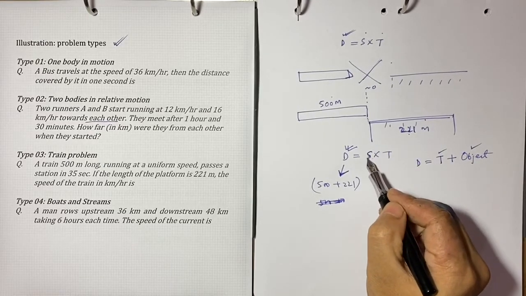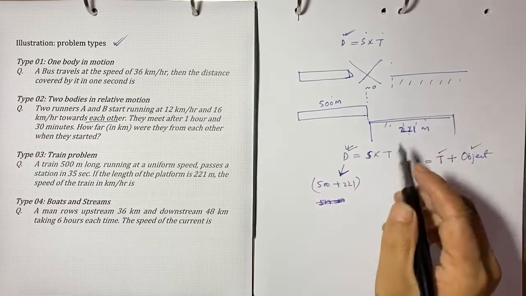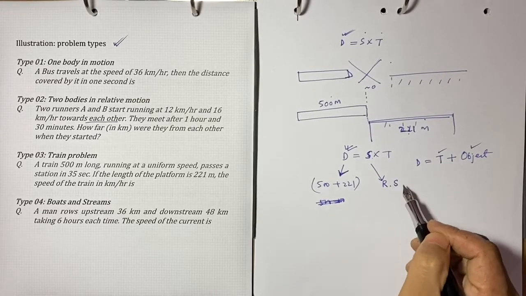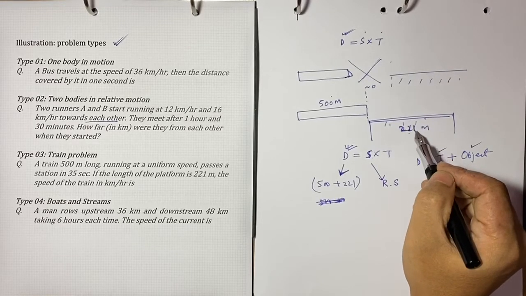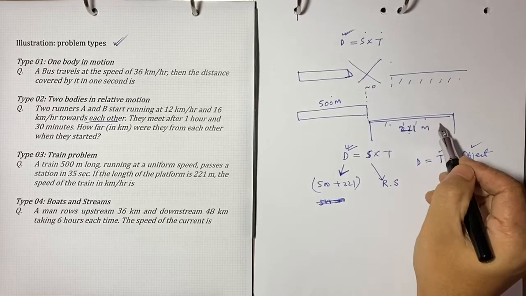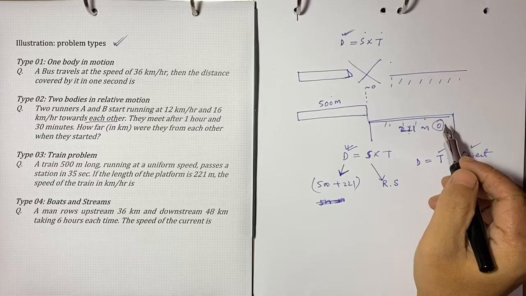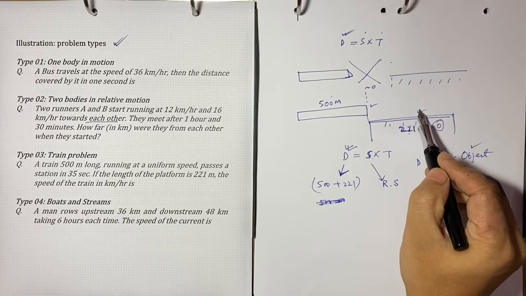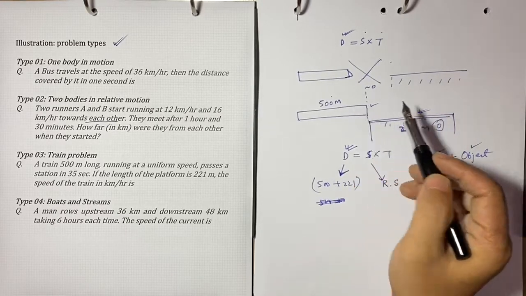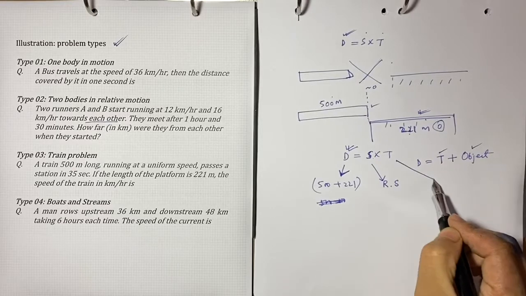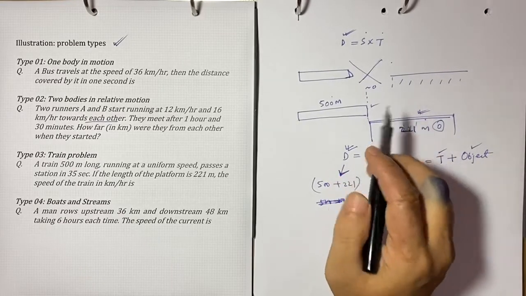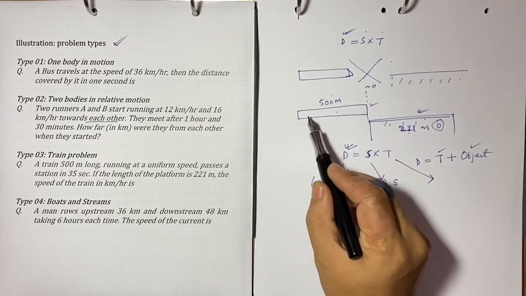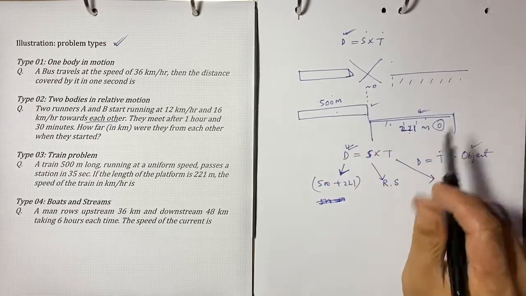Now speed. We normally use relative speed here. In this case the object's speed is 0, so speed will mean the speed of the train plus the speed of the object. The speed of the object is 0, so it will simply be the speed of the train. Time means the time taken by the train to cross the platform, or the time taken by the train to cross the object.